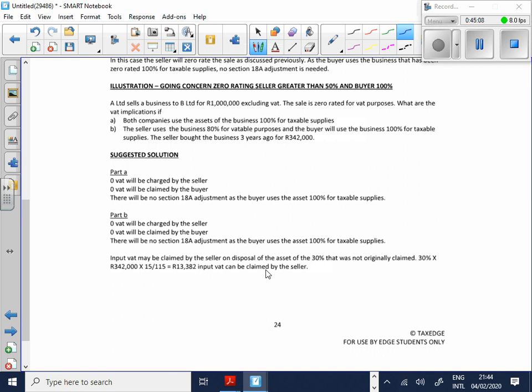But, guys, what can the seller do now? They've charged VAT on 100% of the selling price, correct? Even though it's at 0%. So what is he allowed to do? Whatever he didn't claim for VAT originally, what is he allowed to do now? He can claim it. Because what did we say when you dispose of assets that you didn't claim all of the VAT on? You get to claim. And I'm going to do a tutorial with you on this. And this is the most common exam question, by the way, this example.